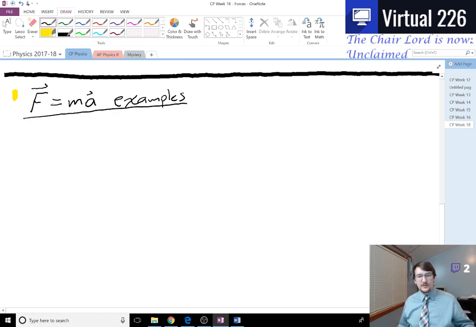So this is a basic F equals ma example. Got my trusty calculator here. What we're going to look at is how we can take F equals ma and apply it to something very basic. Right now, we are not going to include any friction in our problems. We'll get there.